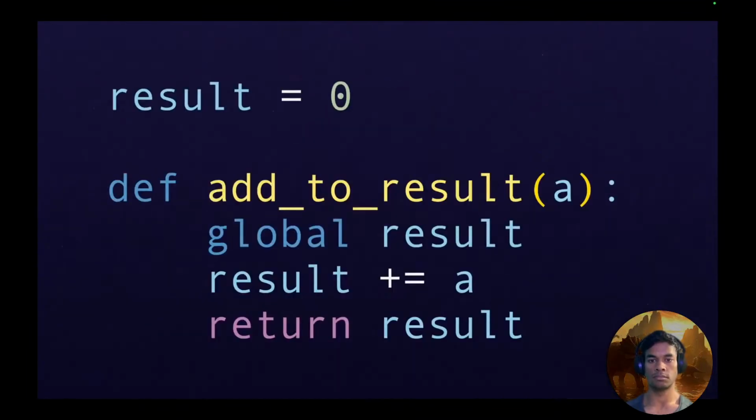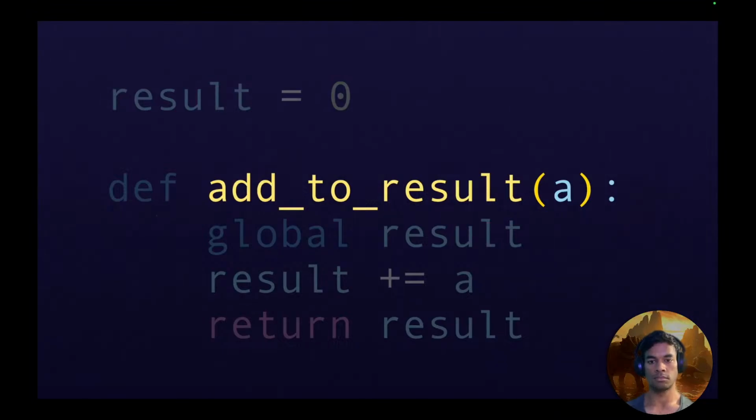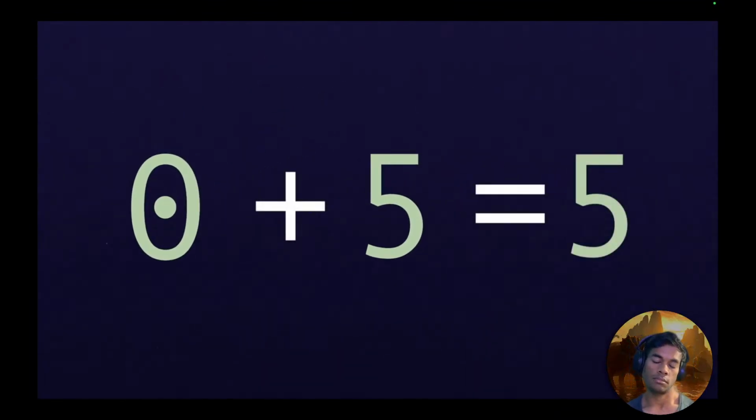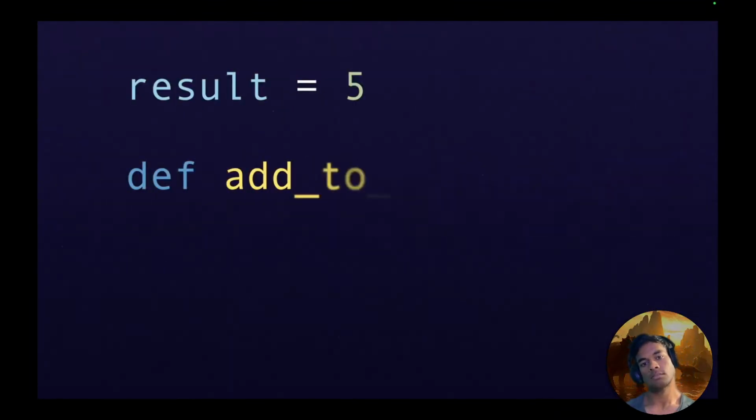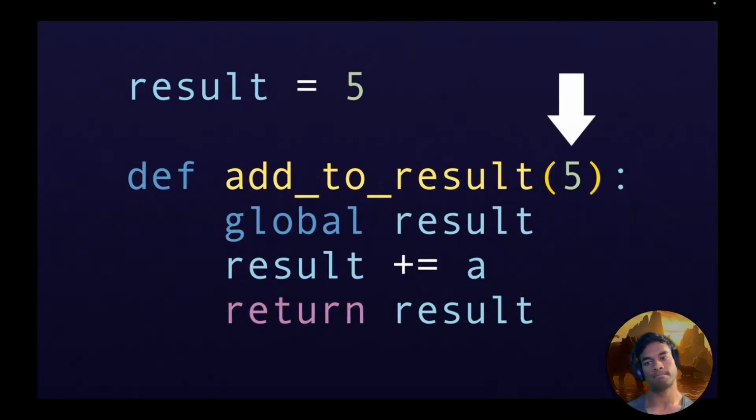Now, the interesting thing about this function is that every time you call it, even with different inputs, you could potentially get a different result. For example, call add2result with, say, the number 5, I expect to get back 5 because we're going to add 0 to 5 and return it. But if I call add2result again with the input 5, I won't get 5, and that's what makes it impure. Because the result variable now has 5 in it already, we'll be adding 5 to 5 and we'll get back 10.